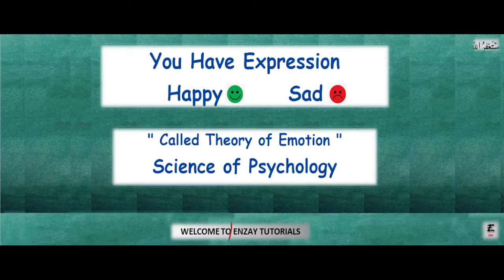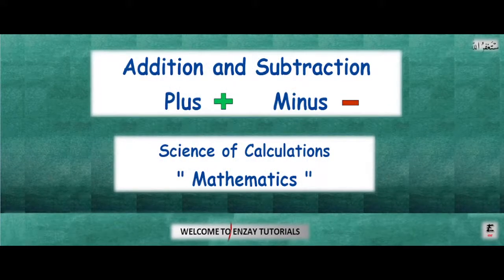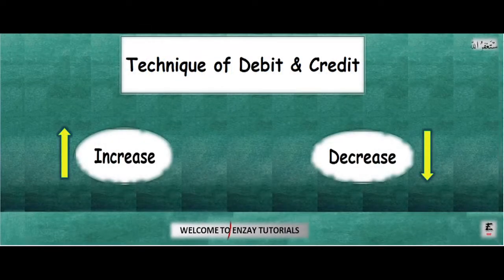And in another example which we used earlier, addition and subtraction, the plus sign or symbol is used to represent addition and the minus sign is used to represent subtraction. Through addition or plus we add numbers and the number increases, and through subtraction or minus we subtract numbers, the number decreases. It is called the science of calculation according to mathematics. So in these two examples you understand that there is something increasing or decreasing, either in emotion, in the science of psychology, which is happiness and sadness we explained earlier, or in subtraction and addition.